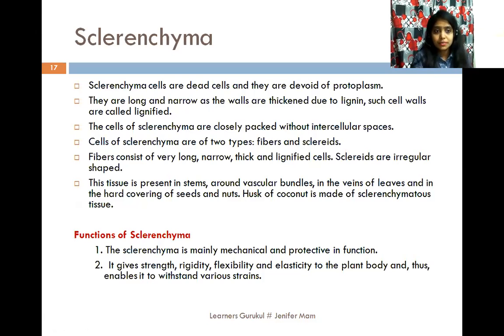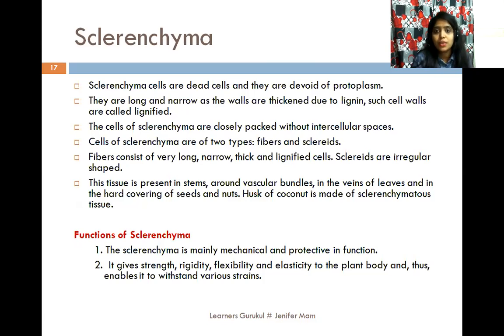Now the next one is sclerenchyma. These are mostly dead cells, and they are devoid of protoplasm. For example, the bark of the tree is mostly sclerenchyma cells. Here the walls of the sclerenchyma cells are thickened due to the formation of lignin, so such a cell wall is said to be lignified. Because of the presence of lignin, the cell wall gets thickened, and the cells are very closely packed without any intercellular spaces.